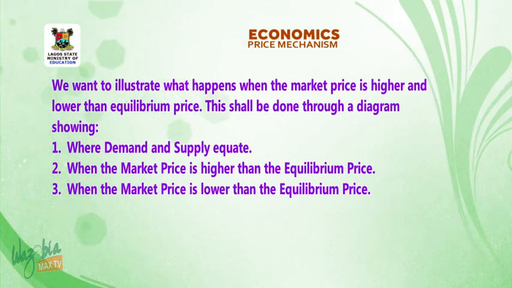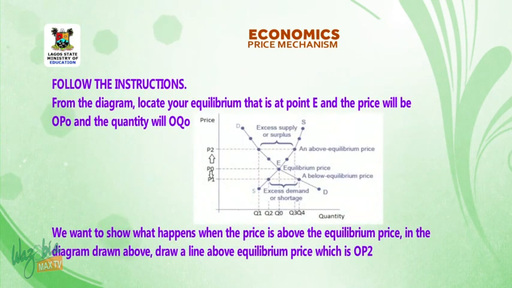Students, we are going to draw the diagram together now. Pick your pencil and ruler together. I hope you are ready now. Draw your vertical and horizontal line. Also draw demand curve and supply curve. Equate them. From the diagram, locate your equilibrium. That is point E.